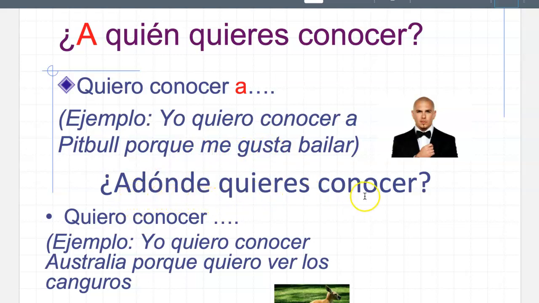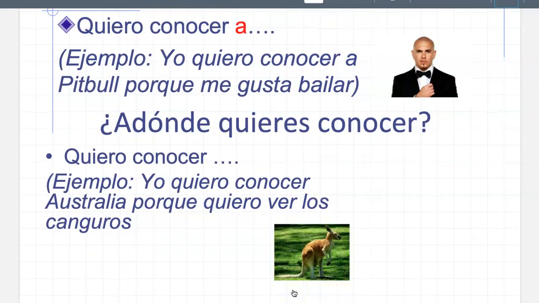¿A dónde quieres conocer? Excuse me, where would you like to get to know? What part of the country, what part of the world would you like to discover? Quiero conocer, yo quiero conocer, and then the place. Porque quiero, and then replace ver los canguros with an experience that you want to have at that place.